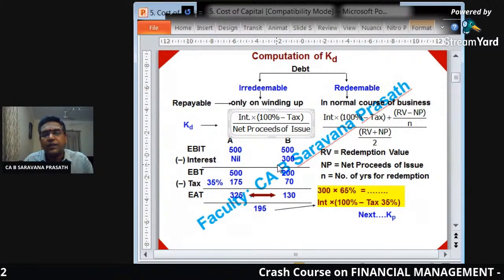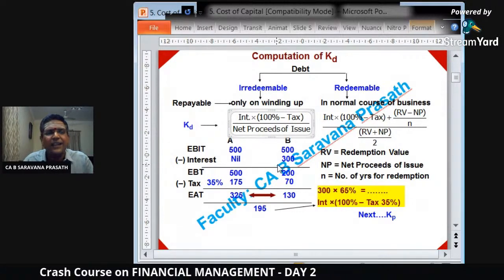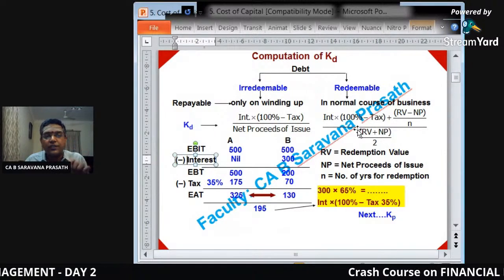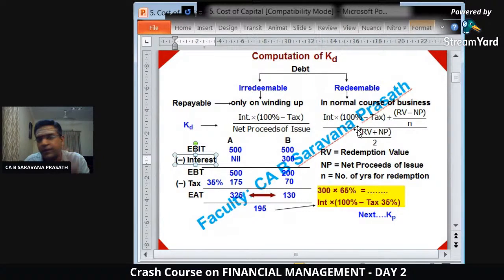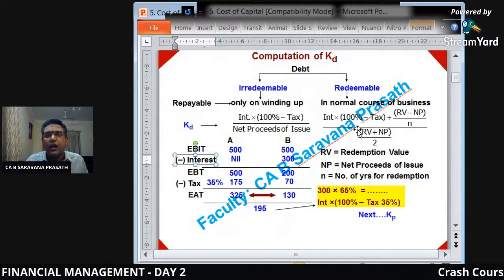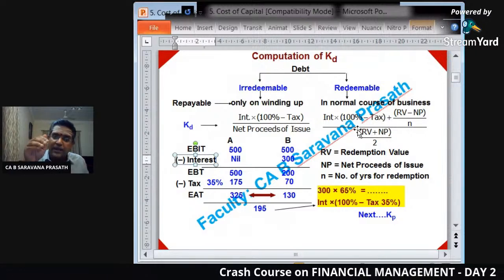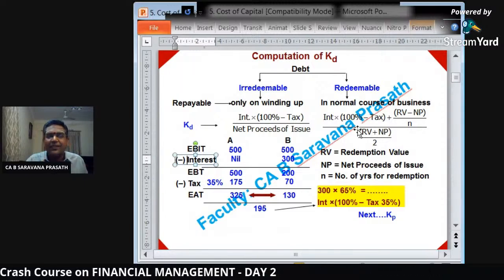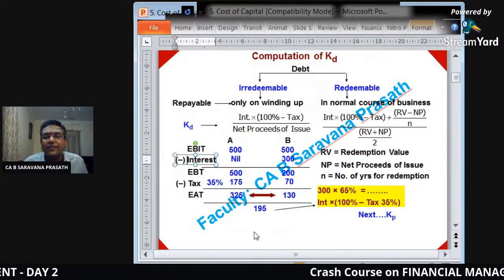Now, why are you calculating interest into 100% minus tax rate? The idea is very elementary. Interest is a cost which is debited in the P&L account for computing the taxable profit. So, if you pay interest, your taxable profit will get reduced and therefore you will end up paying less tax. So, if interest is paid, tax is saved. Therefore, the net effect of this is calculated as available in this illustration.